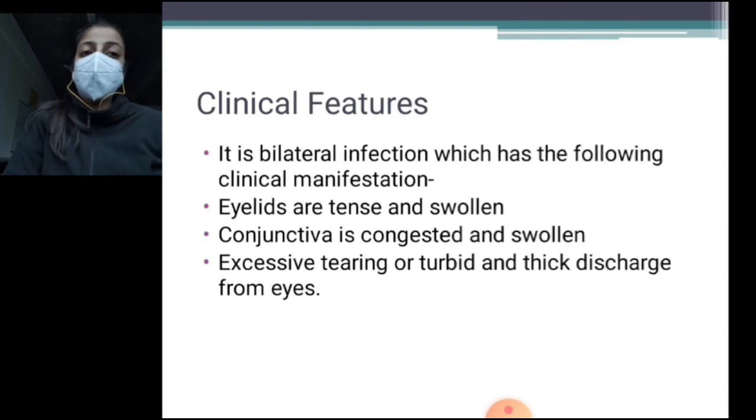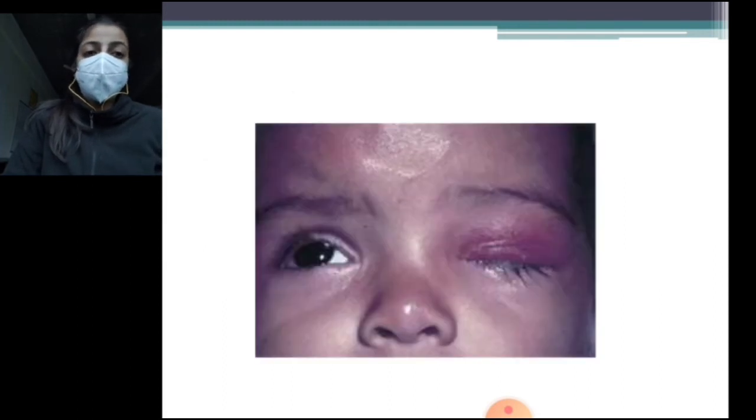Next one is the pathology. Clinical features. It is a bilateral infection which has the following clinical manifestations. Eyelids are tense and swollen, conjunctiva is congested and swollen, and there is excessive tearing or turbid and thick discharge from the eyes, as you can see in the image.